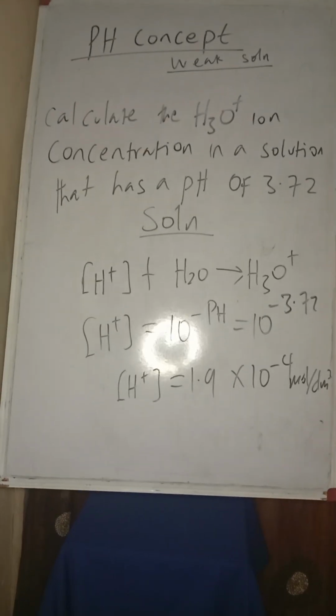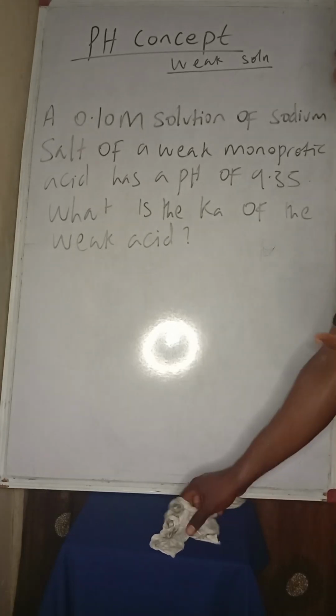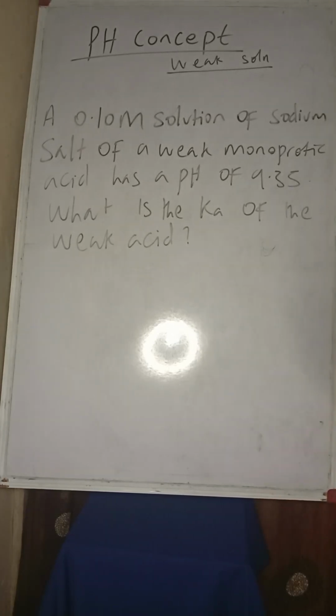I'll solve one last question, then I'll do justice to weak solutions finally. All right, so we have a very technical question here, which says: a 0.1 molar solution of the sodium salt of a weak monoprotic acid has a pH of 9.3. What is the Ka of the weak acid?